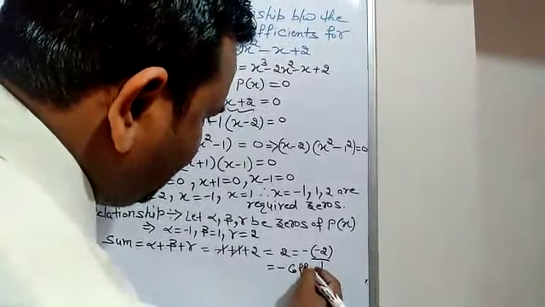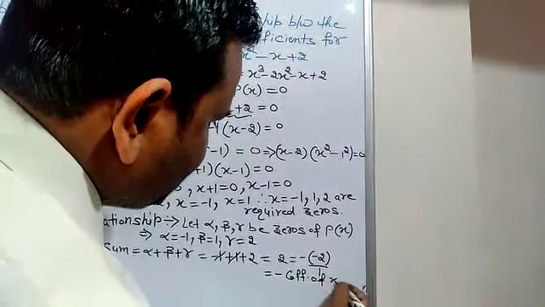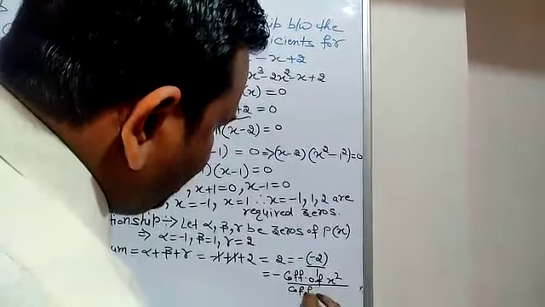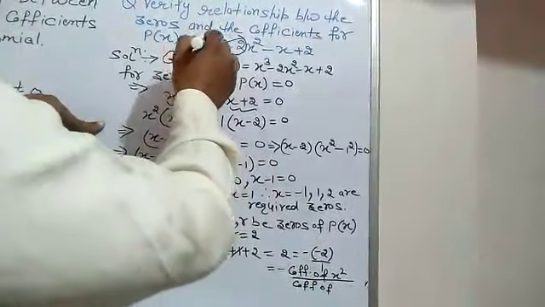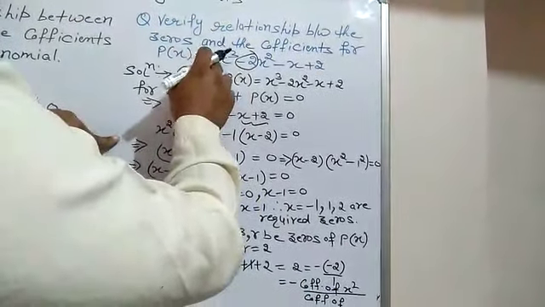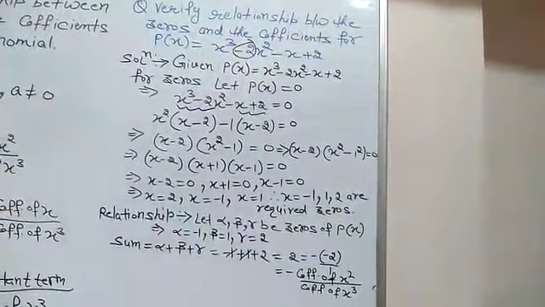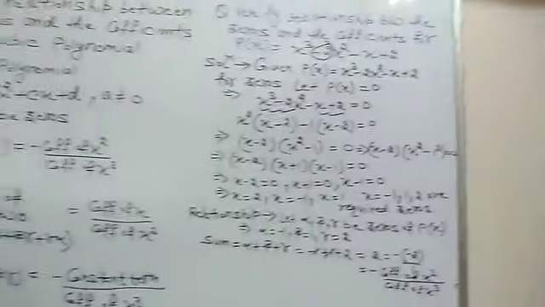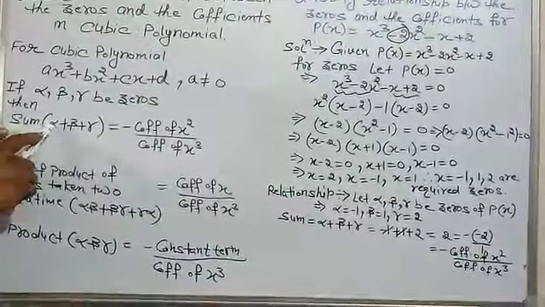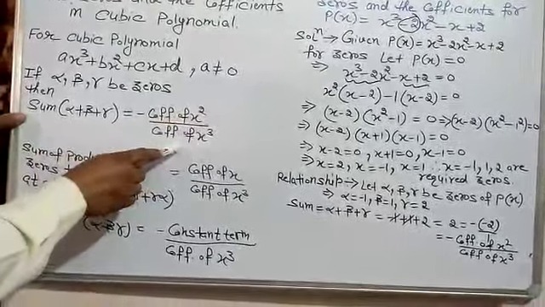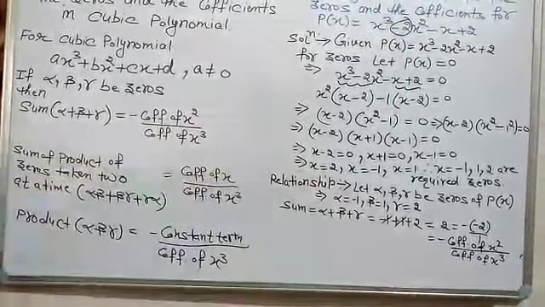So I am writing coefficient of x square upon coefficient of x cube. 1 is the coefficient of x cube. So this is what? See, the sum of zeros in case of a cubic polynomial, alpha plus beta plus gamma, is equal to minus coefficient of x square upon coefficient of x cube.